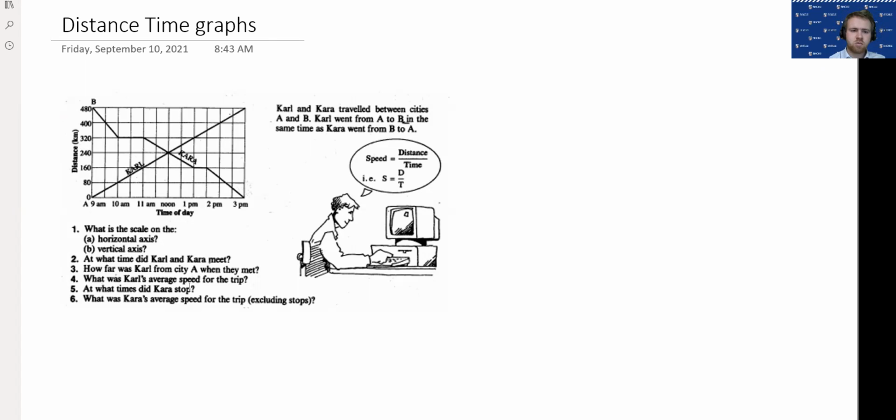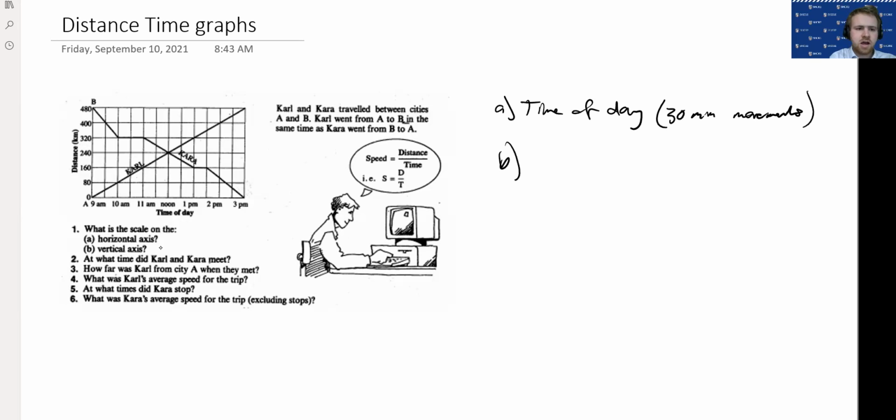Just reading the graph. So what is the scale on the horizontal axis? We've got time of day, and it's going up by half an hour, 30-minute increments. Each of these lines here represents 30 minutes. And the vertical axis, we've got distance in 80-kilometer increments.